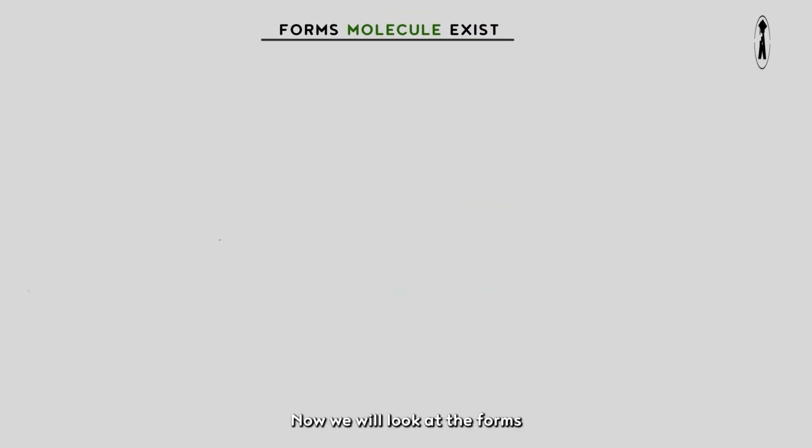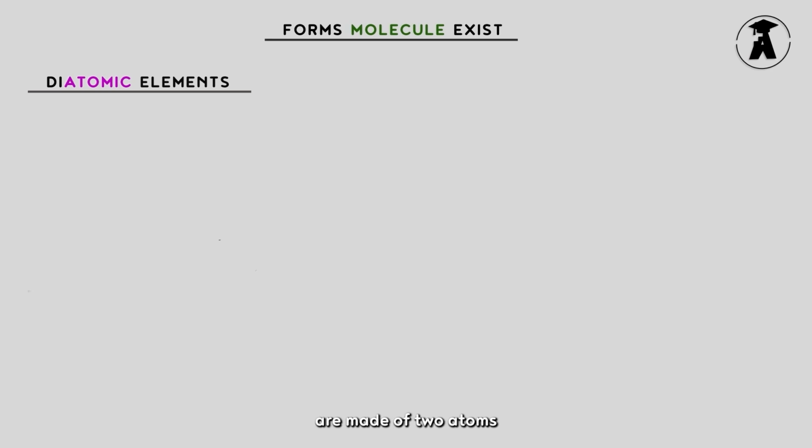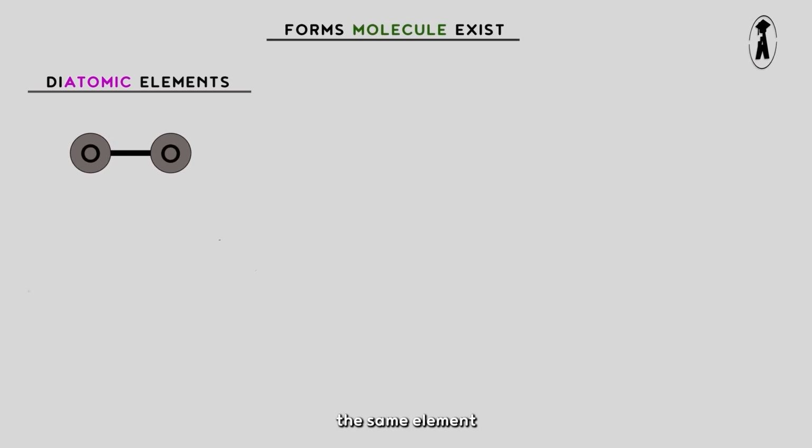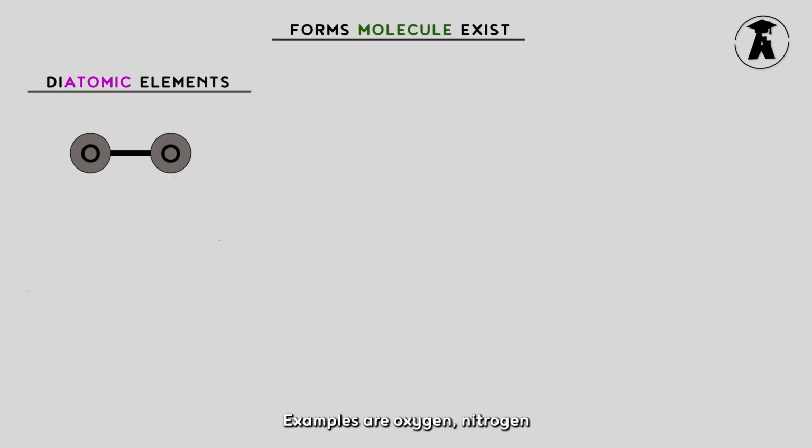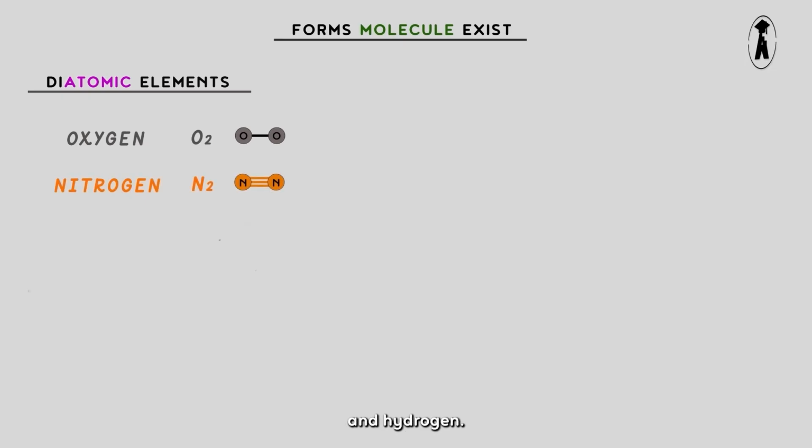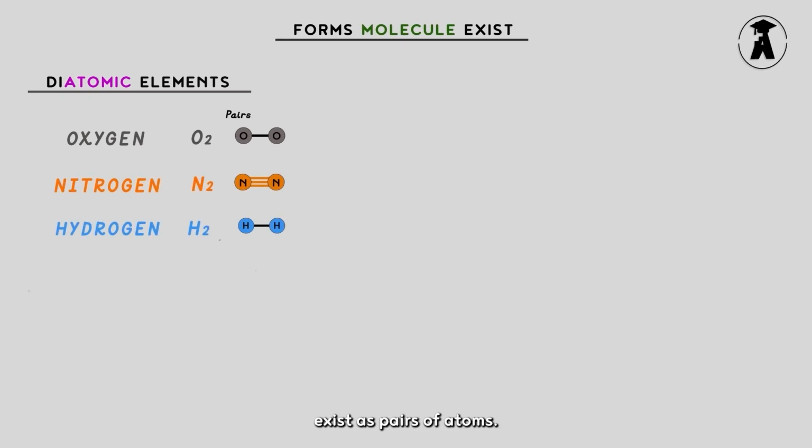Now we will look at the forms in which molecules exist. Diatomic molecules, made of two atoms, which can be of the same element or different elements. If the atoms are the same element, they're called diatomic elements. Examples are oxygen, nitrogen, and hydrogen. These elements naturally exist as pairs of atoms.